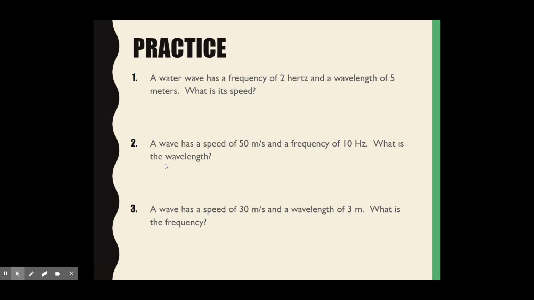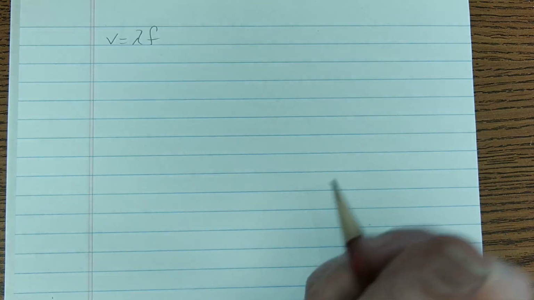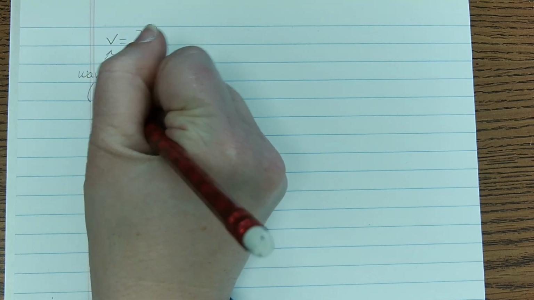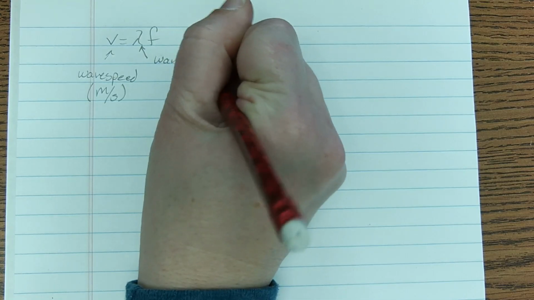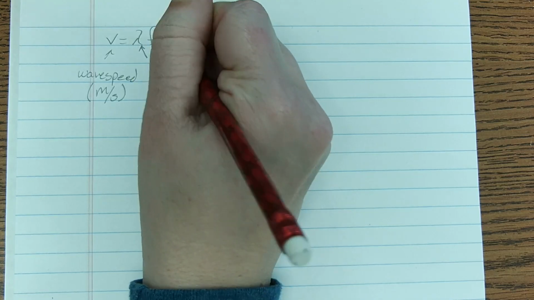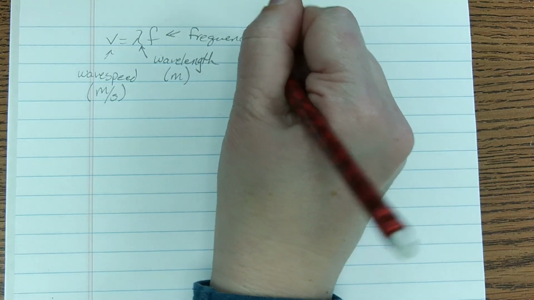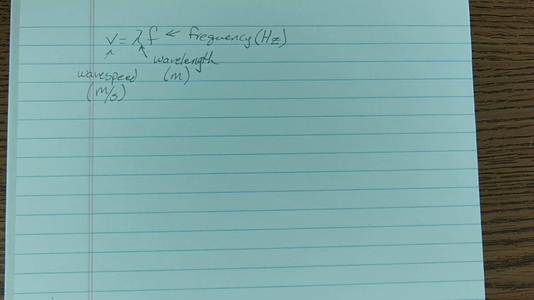All right, so we're going to do some practice now. Wave speed is wavelength times frequency. So wave speed, which has a unit of meters per second, is the wavelength, which has a unit of meters, times the frequency, which has a unit of hertz. So wavelength times frequency equals our wave speed.